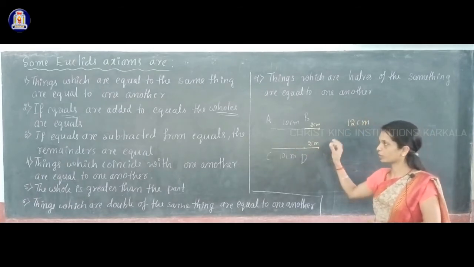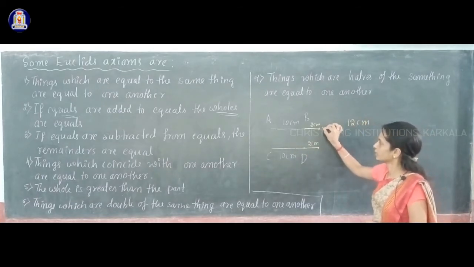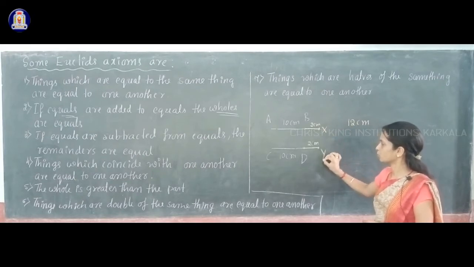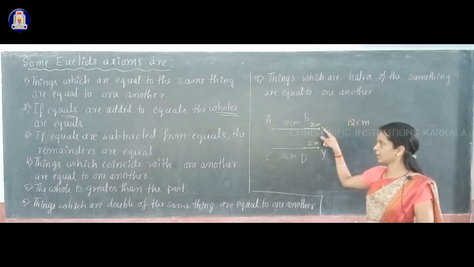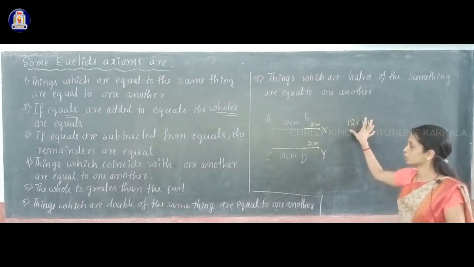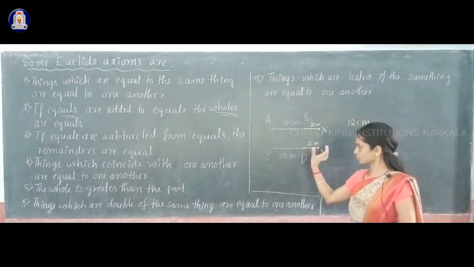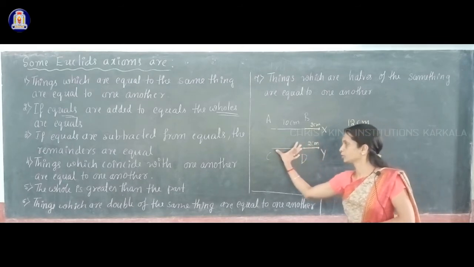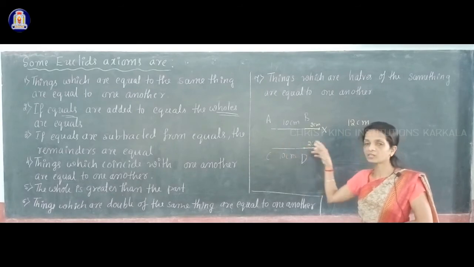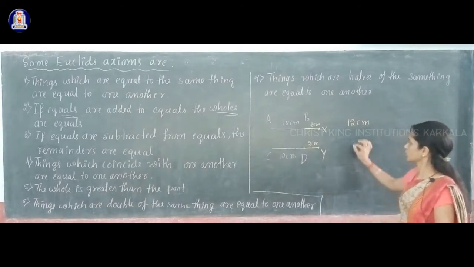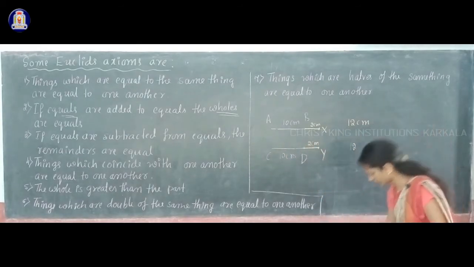And here also I'll name this end point as X, and here the end point I'll take as Y. So now the whole line segment AX is of length how much? 12 centimeter, and here we added 2 centimeter to this 10 centimeter line segment. Now the whole line segment CY is of length how much? That is of length 12 centimeter.